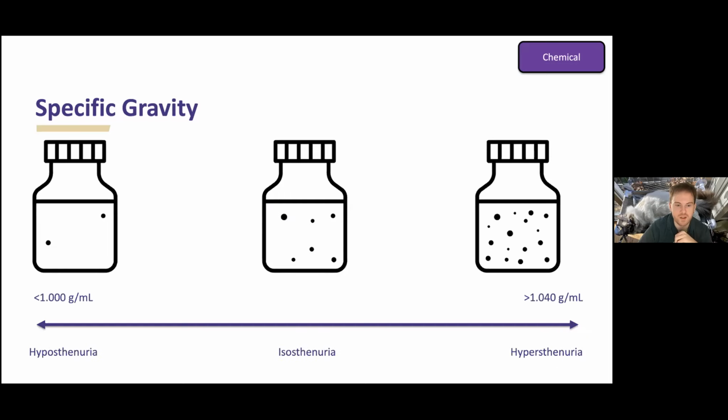Here is, I think, a visual representation. I've isolated the volumes here so that we're just having a change in solute, but there's really a scale here that exists. On the left side, you have a term called hyposthenuria, which is going to be a low specific gravity. And on the right side, you're going to have hypersthenuria. And in the middle, you have isosthenuria.